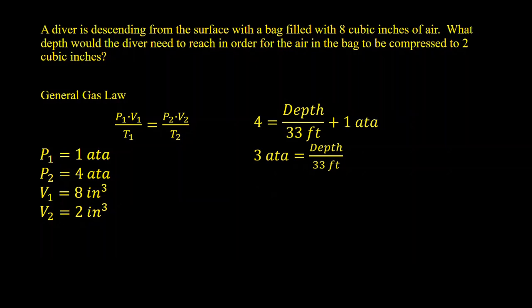We're almost there. I need to get that depth alone now. To do that, I want to multiply the denominator to the other side. So I'm going to get 3 atmospheres times 33 feet equals depth. I'm going to get 99 feet. And there we go. We need to reach a depth of 99 feet for the air in the bag to be compressed to 2 cubic inches.